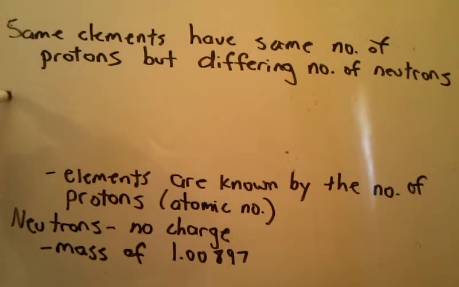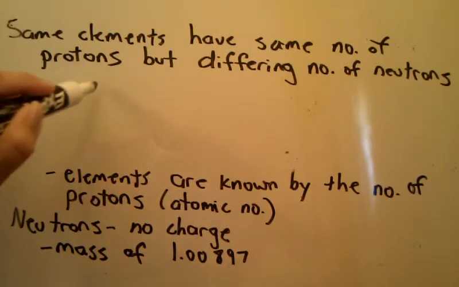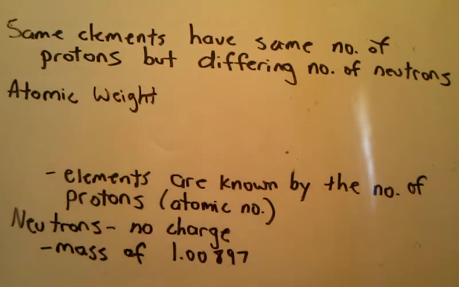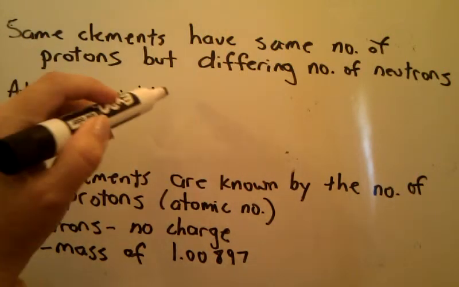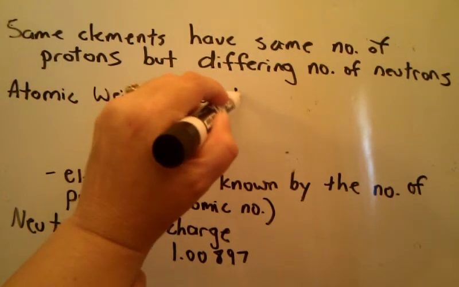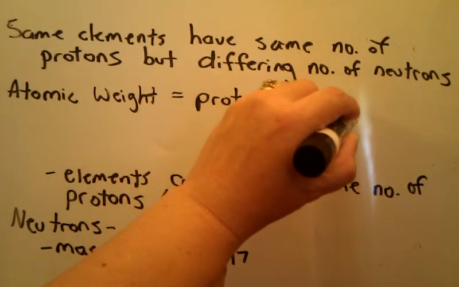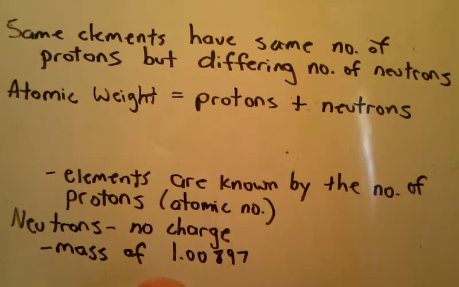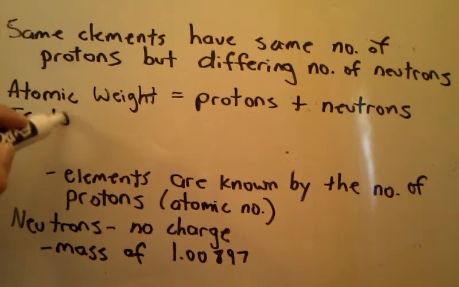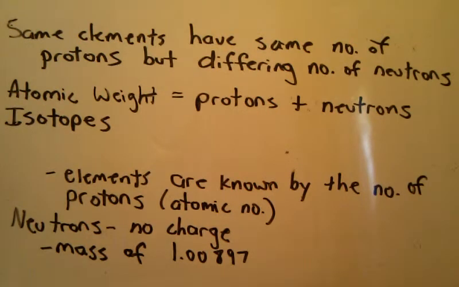The atomic weight is protons plus neutrons. So obviously if they have a different number of neutrons, they're going to have a different weight. And this is called isotopes, when the same element has different atomic weights.